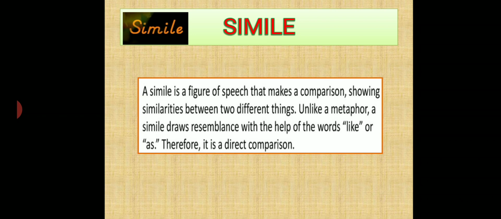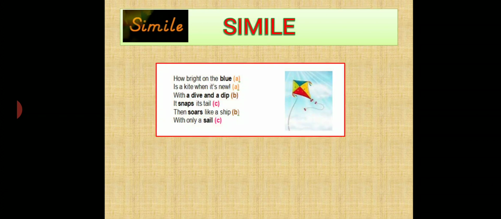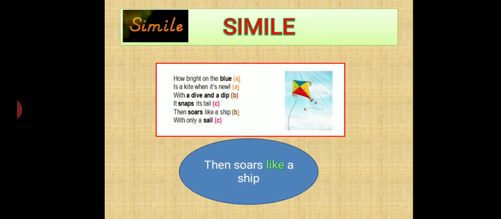Now, in context to your poem, what is a simile? Let's take the same example. Go through the line: then soars like a ship. So, your kite is compared with the ship's movement. The word like is there, so this line has a simile.